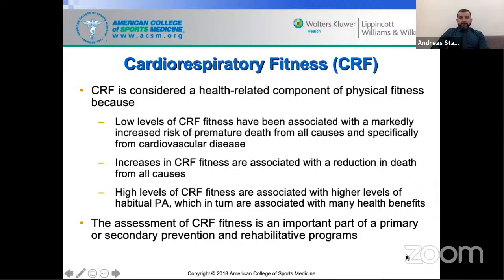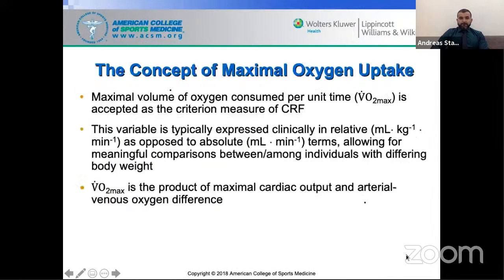Cardiorespiratory fitness, CRF. If you have low, of course, that's not a good thing. If you have high, of course, that's a good thing, as you can see, because it's associated with a reduction in all-cause mortality, right? And the assessment of CRF is an important part of primary and or secondary prevention and rehabilitative programs. We talked about the difference between primary and secondary prevention programs. So if you don't remember, look it up, please.